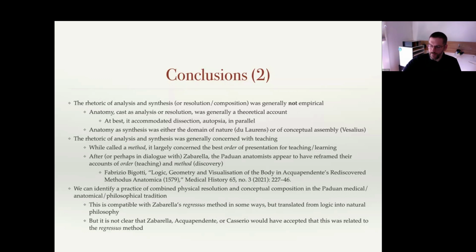So we can identify a combined practice of physical resolution and conceptual composition in the Paduan medical and anatomical philosophical tradition. What we saw in Acquapendente and Casserio is, in a sense, compatible with Zabarella's famous account of the regressus method in some ways, but translated from logic into natural philosophy. But I don't think we have to read it that way. It's not clear that they would have accepted this framing, that it was directly related to the regressus method. This is tricky to work out. They certainly don't use resolutio, compositio, analysis, synthesis, anything like that. And even analysis would be tricky.